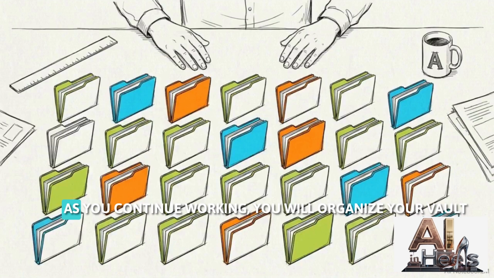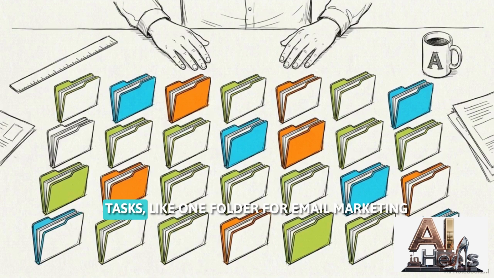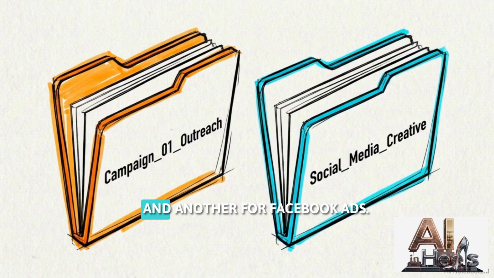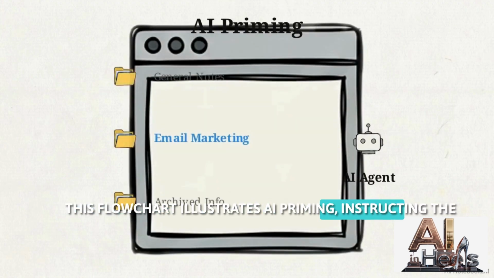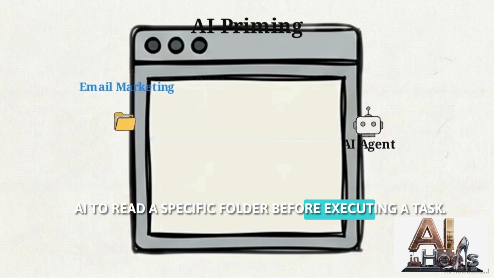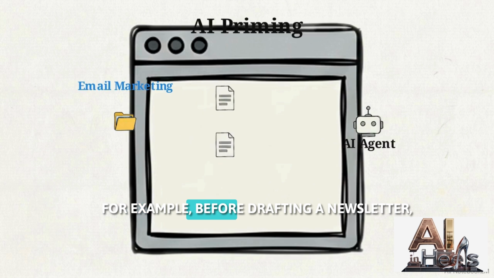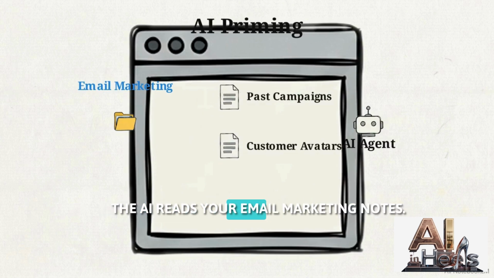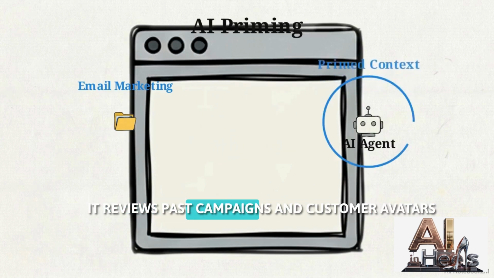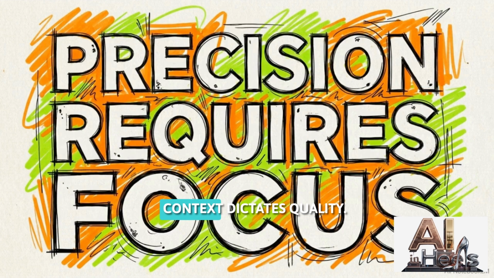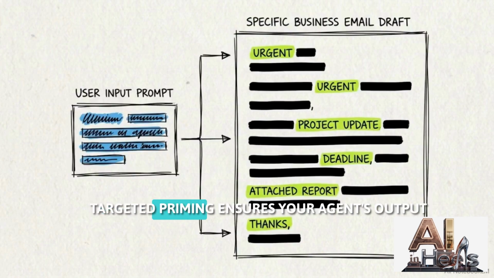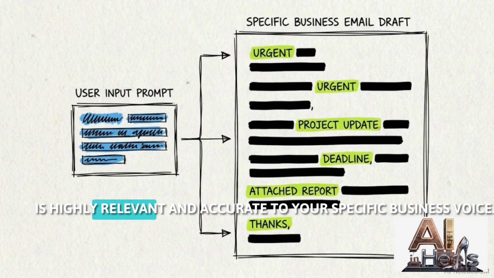As you continue working, you will organize your vault by creating dedicated folders for different tasks, like one folder for email marketing and another for Facebook ads. This flowchart illustrates AI priming, instructing the AI to read a specific folder before executing a task. For example, before drafting a newsletter, the AI reads your email marketing notes. It reviews past campaigns and customer avatars first, then writes the draft. In the world of AI, context dictates quality. Targeted priming ensures your agent's output is highly relevant and accurate to your specific business voice every time you use it.